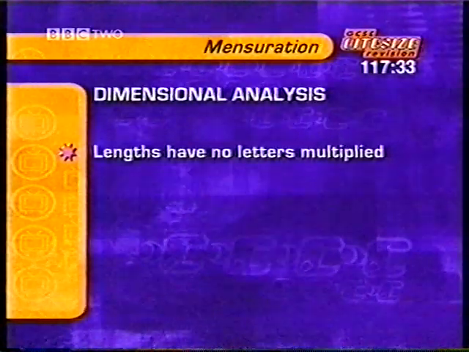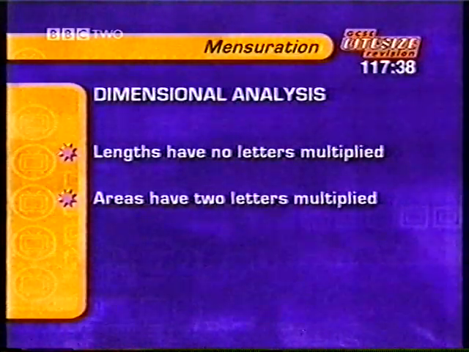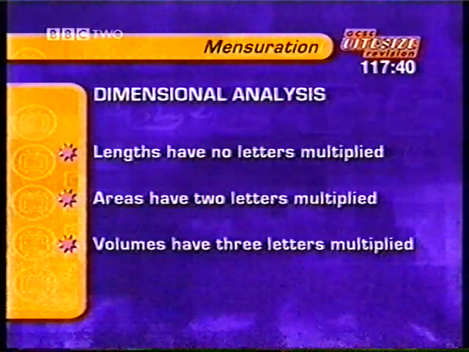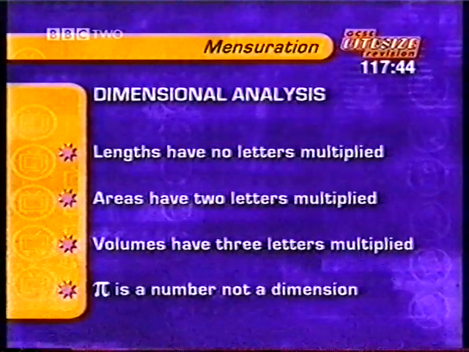So to summarise, lengths have no letters multiplied together, areas have two letters multiplied together, and volumes have three letters multiplied together. Not forgetting that pi is a number, not a dimension.